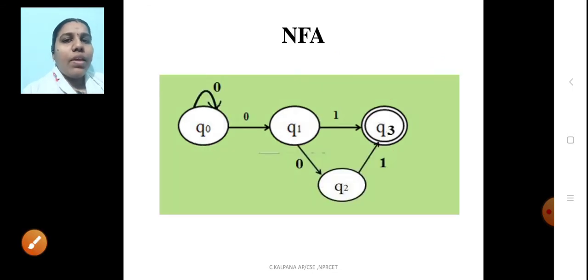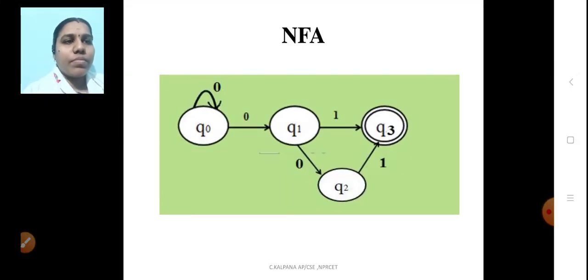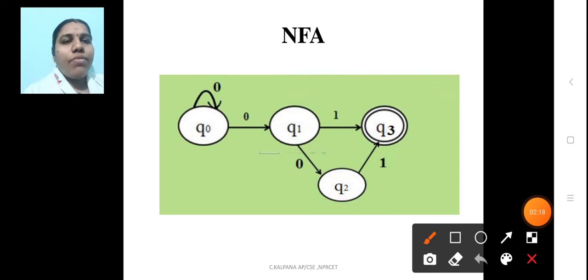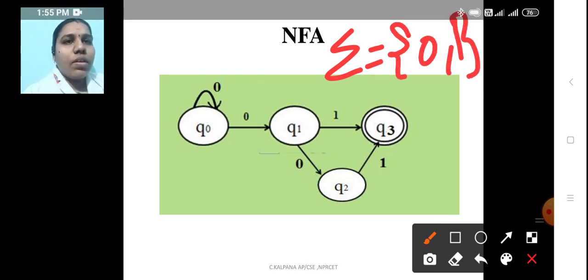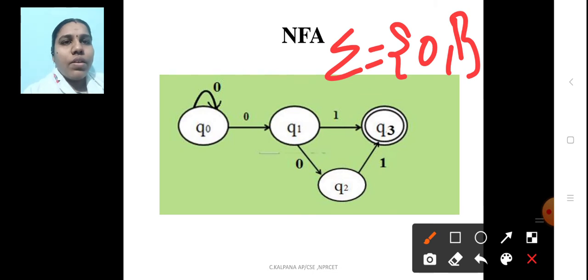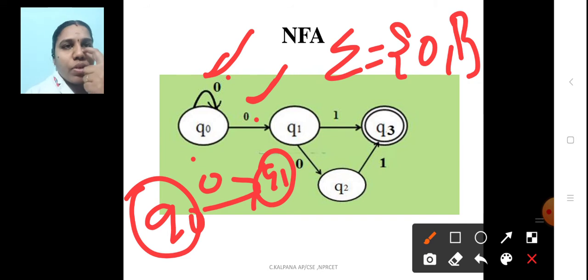But in NFA, we have more than one transition for the same input. Here, the input alphabet is 0, 1. Q0 has more than one transition on input 0. It can move from one state to another state. That is the difference between DFA and NFA. In DFA, we have a single transition for the same input. But in NFA, we have more than one transition for the same input.